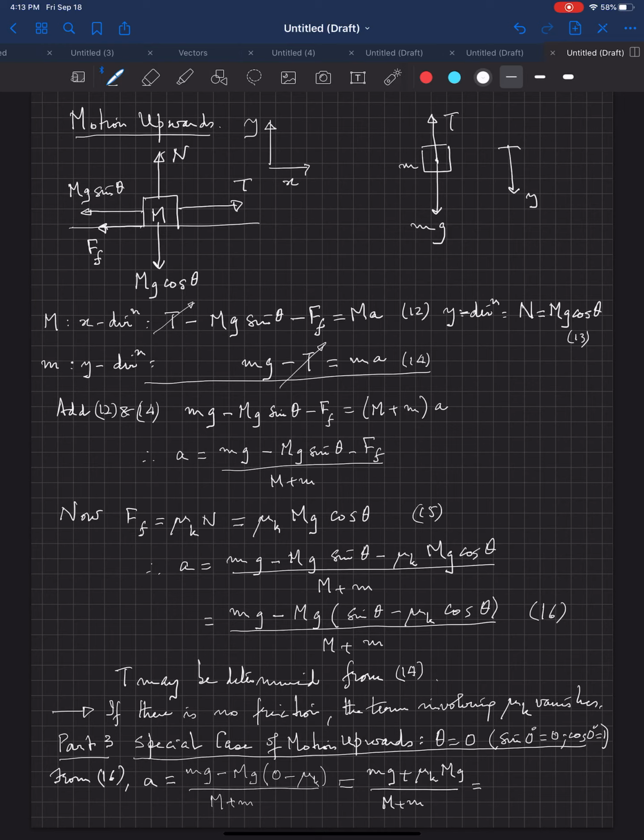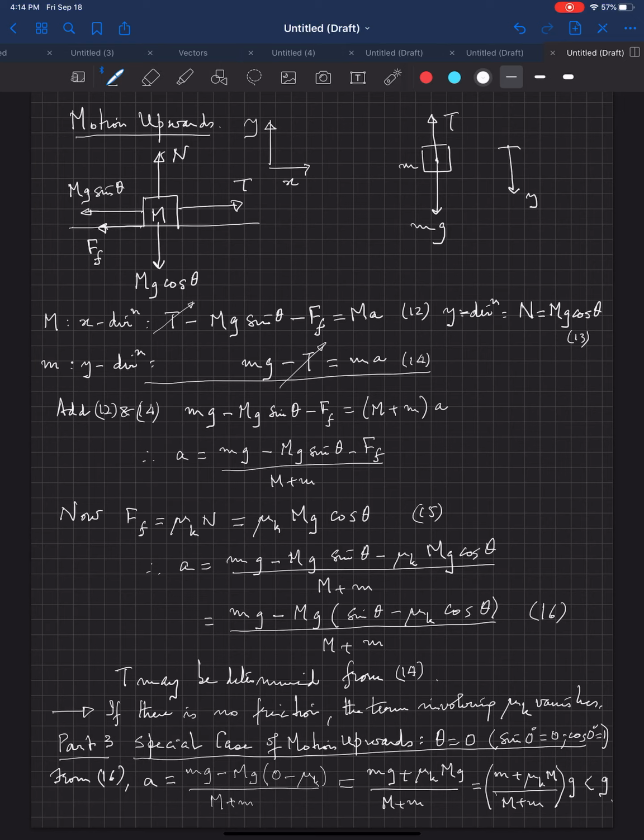Okay, and this I can write as follows. Let me pull out the g in the numerator. What you notice is that I can rewrite the numerator as m plus mu k m. The denominator is still m plus m. And notice that there's a g which is common, so I'll pull it out. If you look at this expression, the numerator in the parens is smaller than the denominator because there's that mu k. Mu k is a coefficient, it's less than 1. So the quantity in parens is less than 1. And therefore, the acceleration in this case is less than g.